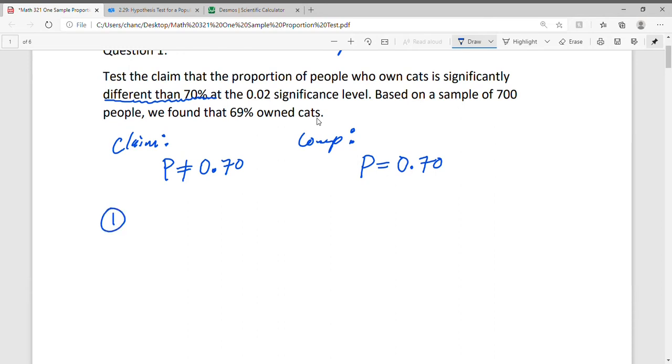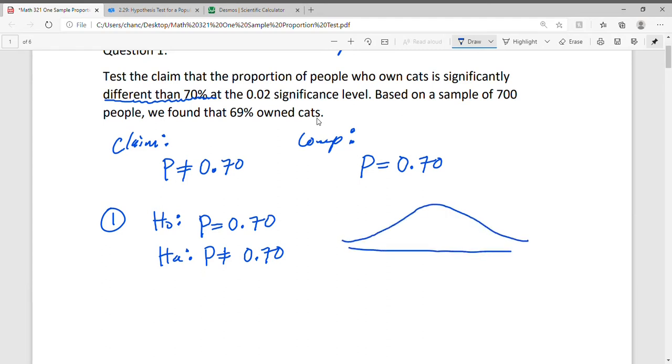Now we can state our null and alternative hypothesis. Our null hypothesis is going to be the one with the equal symbol. So we say P is equal to 0.70. For our alternative hypothesis, we're going to have that as the claim. P is not equal to 0.70. Notice that in the alternative hypothesis, we have a not equal symbol.